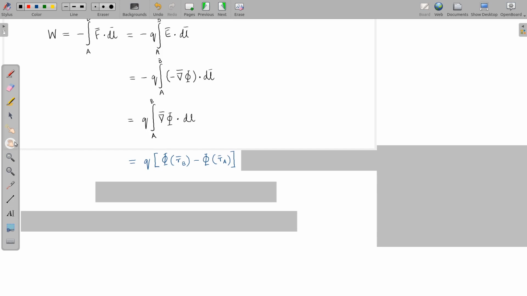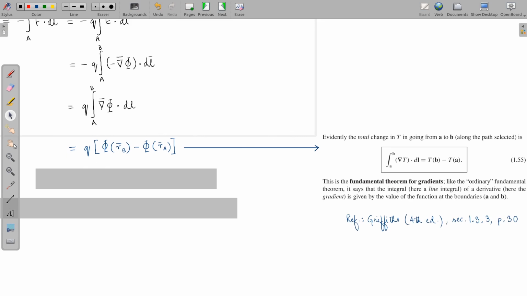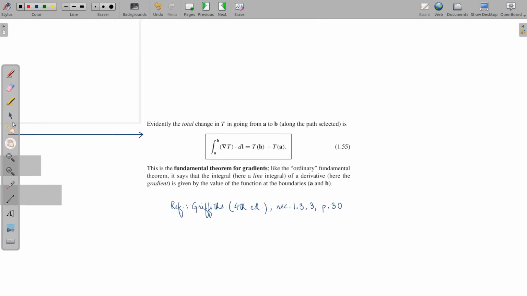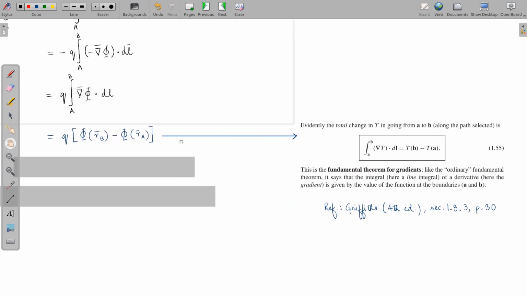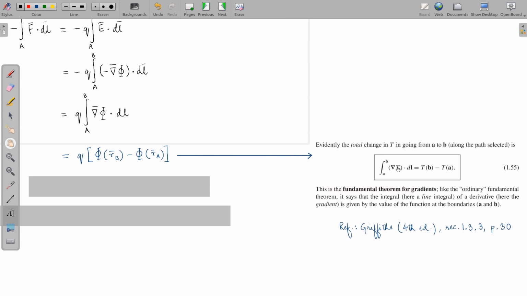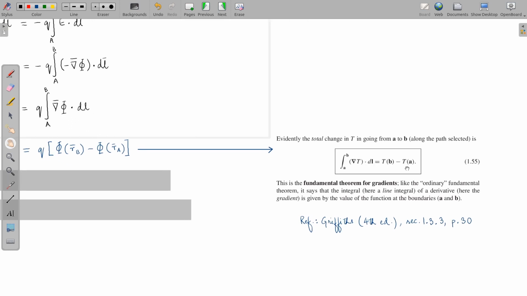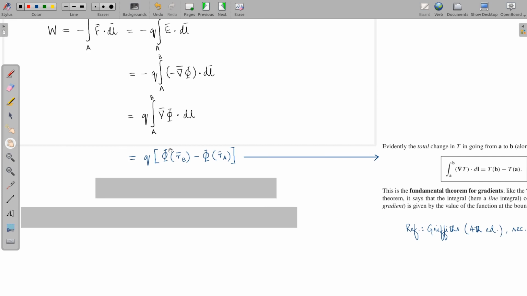And for how we get this result, I would like to refer you to Griffiths, section 1.3.3, which is on page number 30. You could refer to this result, known as the fundamental theorem for gradients, which basically says the same thing. Whenever you are trying to find the line integral of the gradient of a scalar field, that will be equal to evaluating the values of the scalar field at the two boundary points A and B. It's a curve, so one end is A, another end is B. So obviously you are finding the value of the field at these two boundary points. So T at B minus T at A. Here instead of T we have phi. So that's how we get this result.